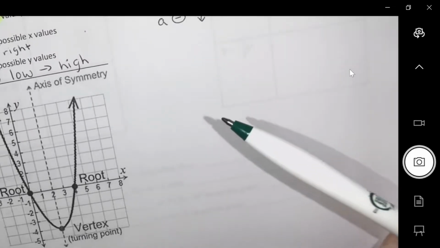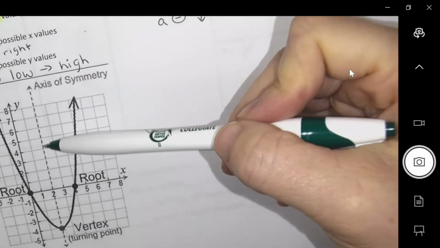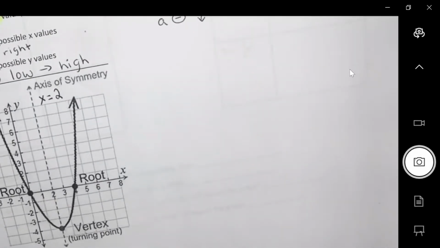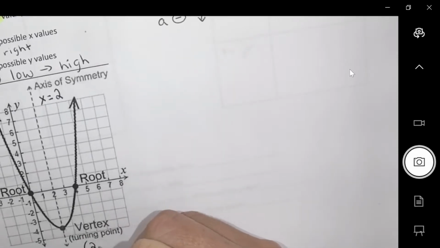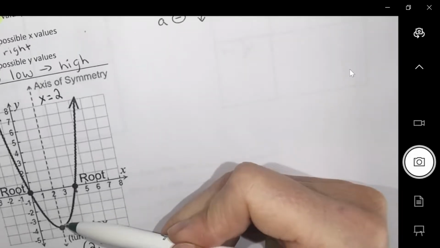Okay, so here's kind of a visual of something that was graphed. So you can see the vertex is a minimum. It's right at the bottom. It's the lowest point. So here's that axis of symmetry. What would be the equation for the axis of symmetry here? X equals 2. Do you see that? It cuts through 2. X equals 2 is the axis. If I wanted to make the vertex a coordinate, do you know how to write that coordinate? 2 comma negative 4 is how you would write that. The x is 2, the y is negative 4.